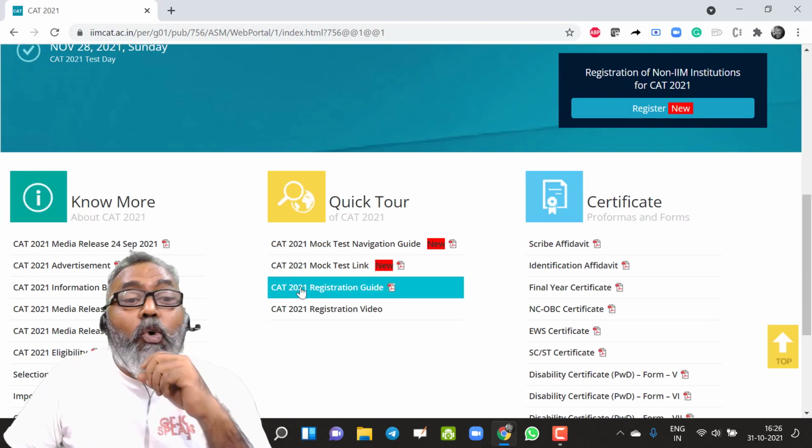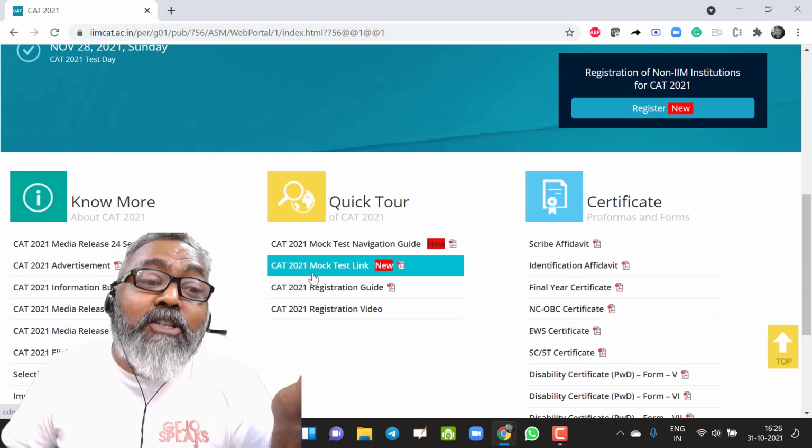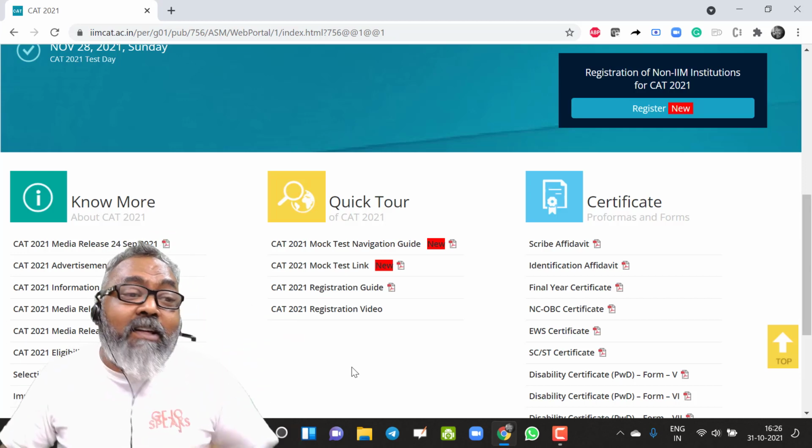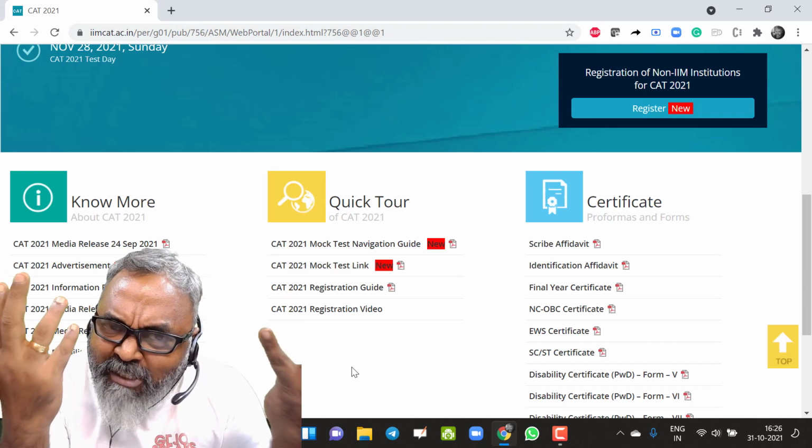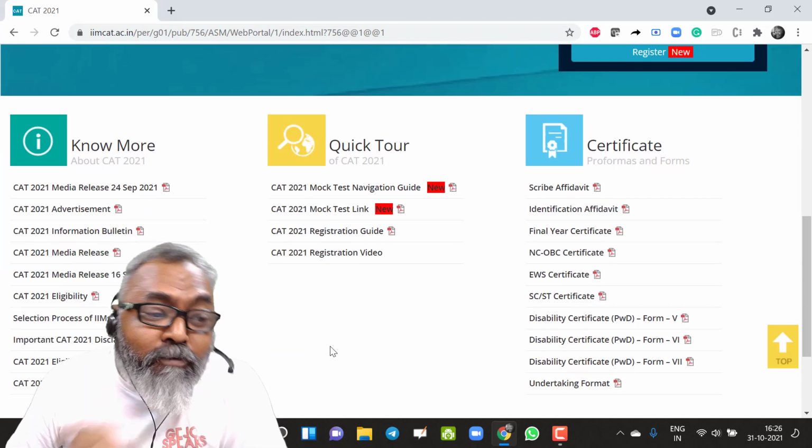All right, so what we see here is there is a CAT 2021 mock test link that IIM has given out now. So let's see what is in store. First of all, we have to remember this.